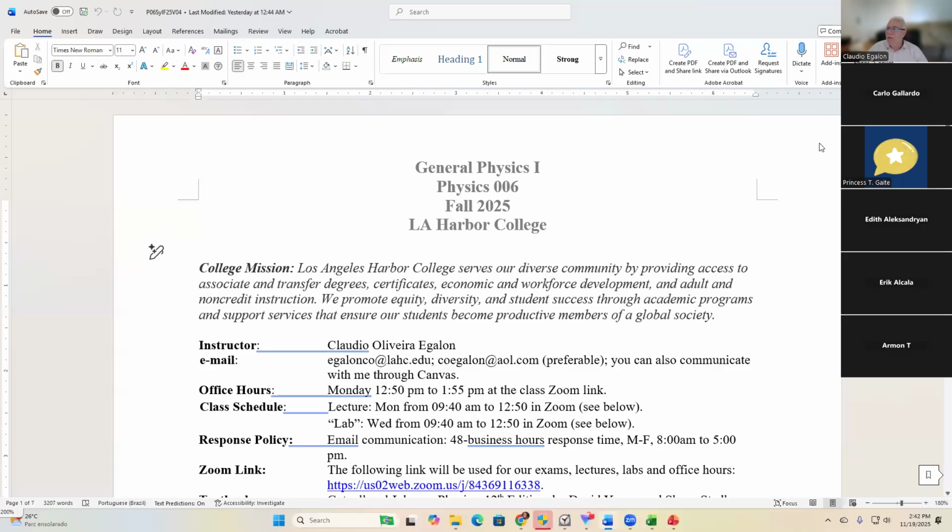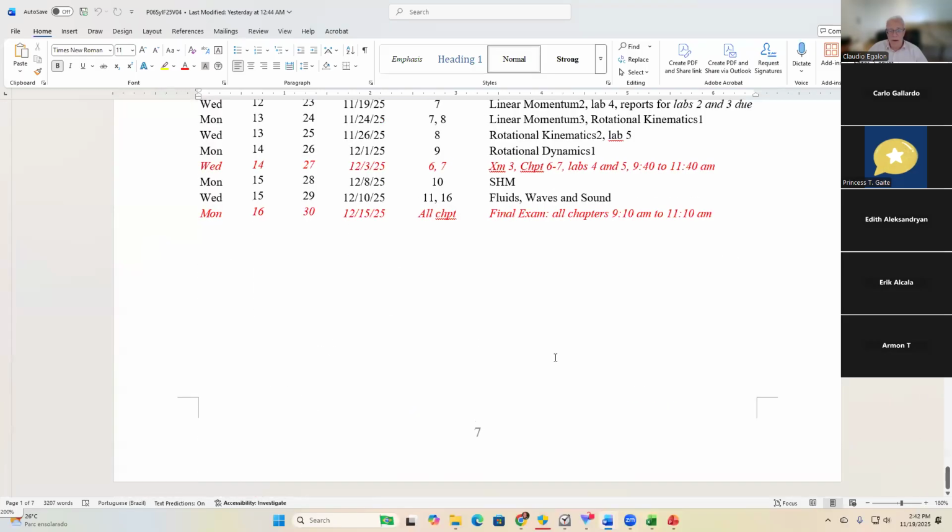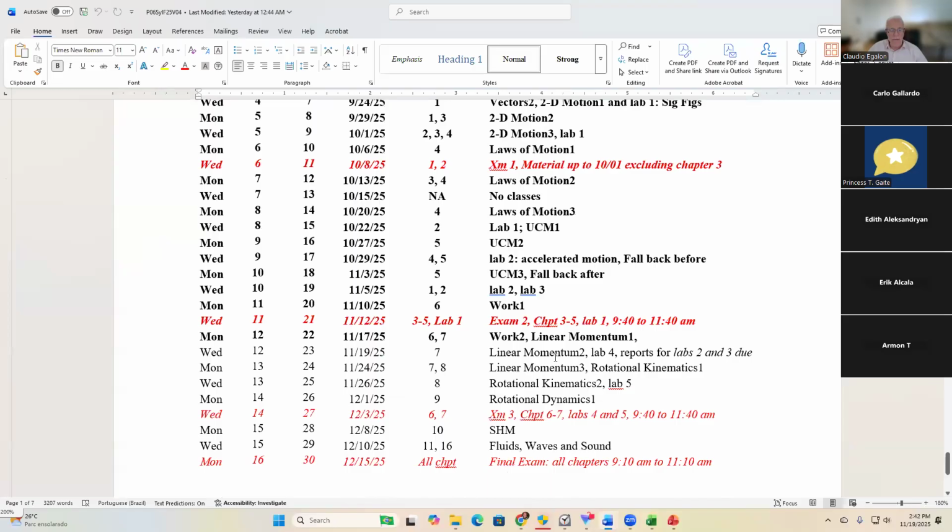Here is the syllabus. And by the way, you should be able to see your grade there in Canvas. There was a little problem there in Canvas. I managed to resolve it, and now you have your grades the way they're supposed to be displayed. Today is November 19th, 2025.